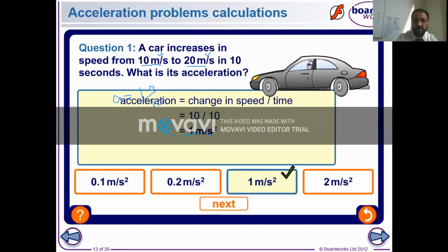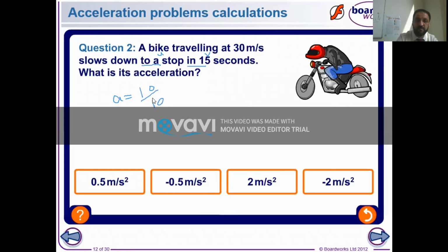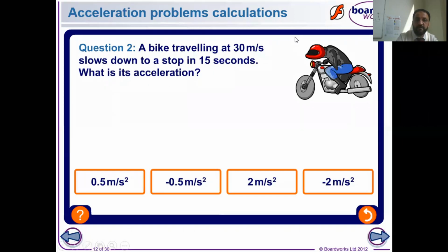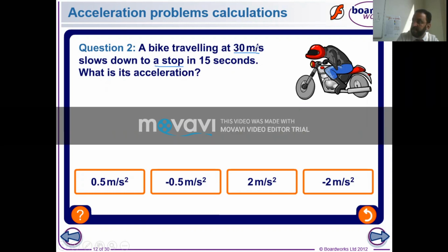Answer is 1 meter per second square is correct. Okay. Now, a bike travels at 30 meter per second, slows down to stop. This is now a little bit different thing. It's a bike traveling with this speed. So initial speed is 30, U is 30, and it stopped.